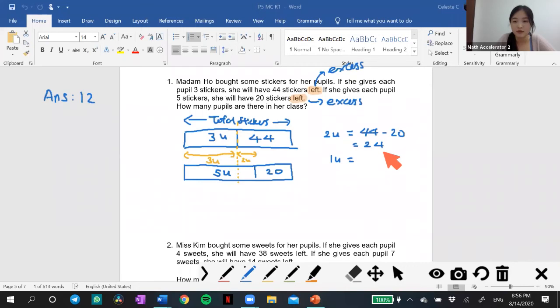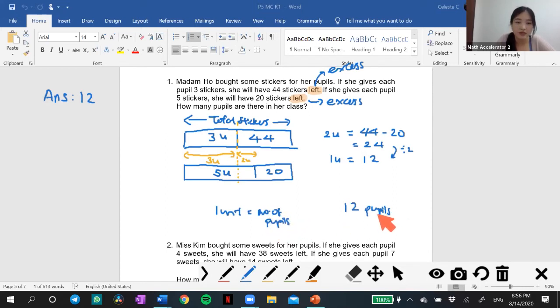If 2 units is 24, divide by 2, 1 unit is 12. So how many pupils were there in her class? 12. Because 1 unit is the number of pupils.